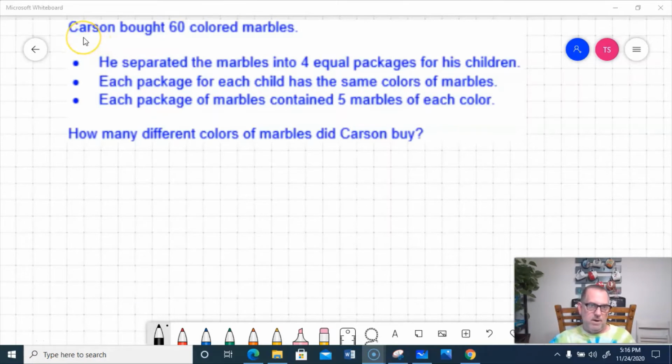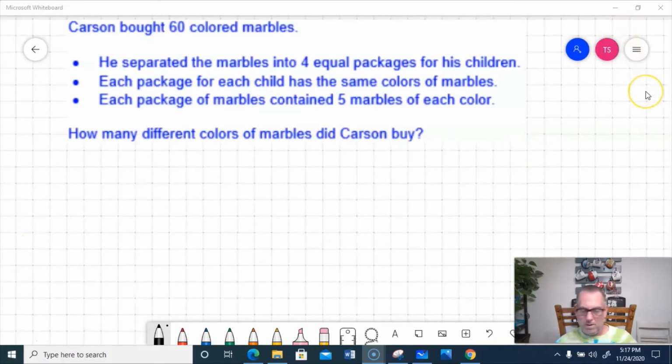Okay, we're looking at this problem right here. It says, Carson bought 60 colored marbles. He separated the marbles into 4 equal packages for his children. Each package for each child has the same colors of marbles, and each package of marbles contains 5 marbles of each color. So what we're trying to find out is how many different colors of marbles did Carson buy?